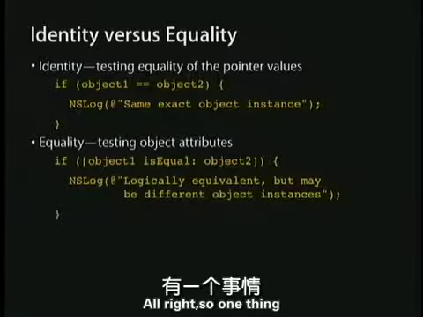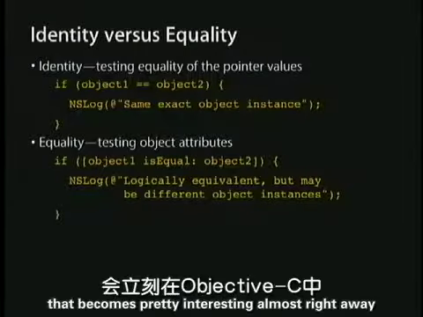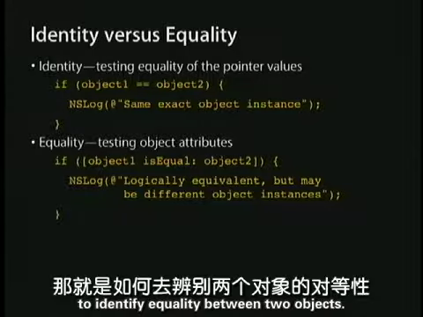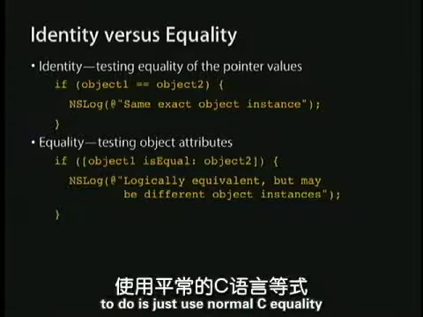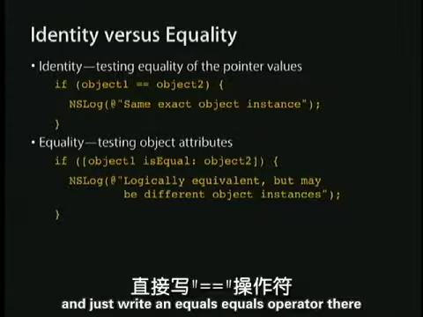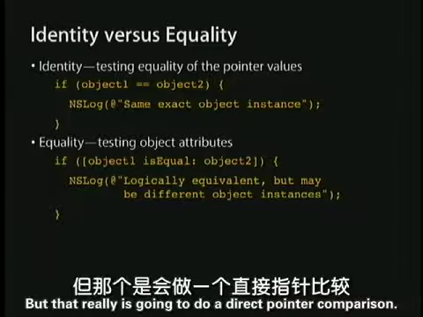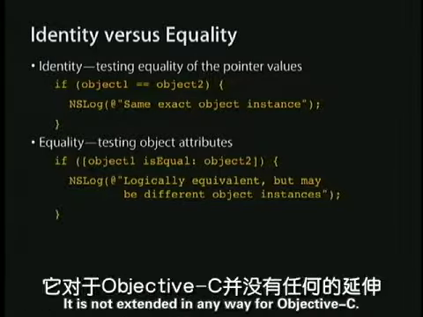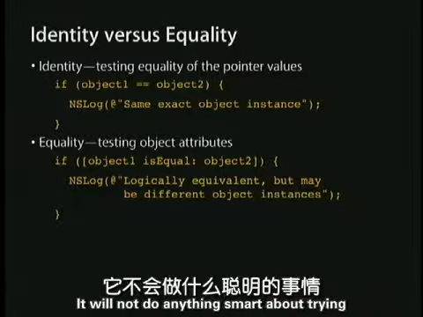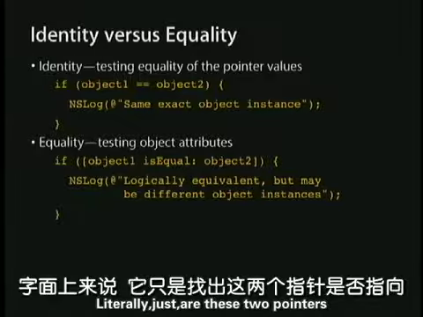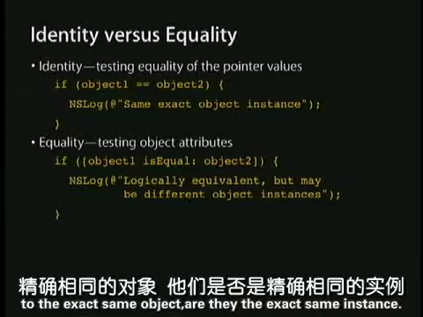All right, so one thing that becomes pretty interesting almost right away in Objective-C is how to identify equality between two objects. The first thing you might want to do is just use normal C equality, write an equals equals operator and do direct pointer comparison. But that really is going to do a direct pointer comparison. It's not extended in any way for Objective-C. It won't do anything smart about trying to compare the contents of those objects. Literally just, are these two pointers to the exact same object? Are they the exact same instance?